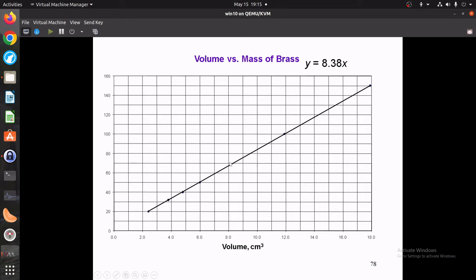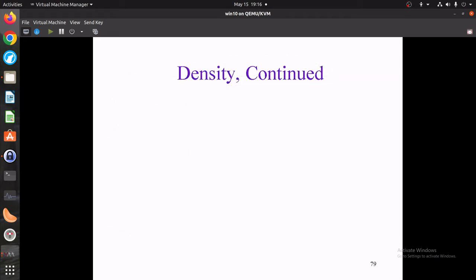The real usefulness for this is that now we can extrapolate or interpolate values in between. So if I give you the volume, for instance, now you can come up from that volume point to the line over here and tell me what that mass is going to be. So this is a really powerful technique that we use in the lab.